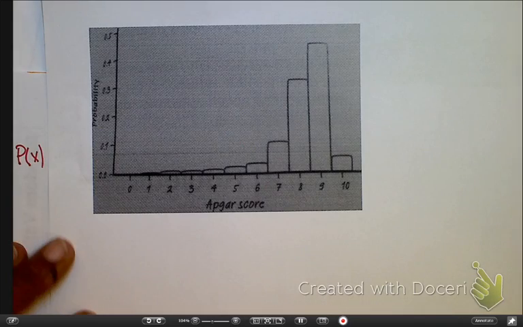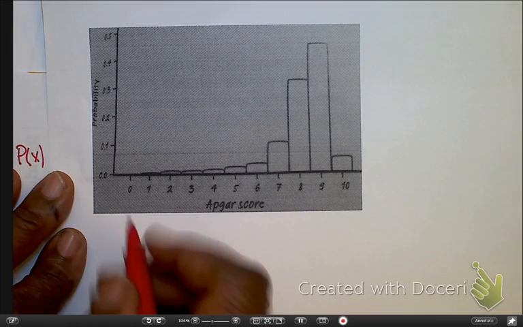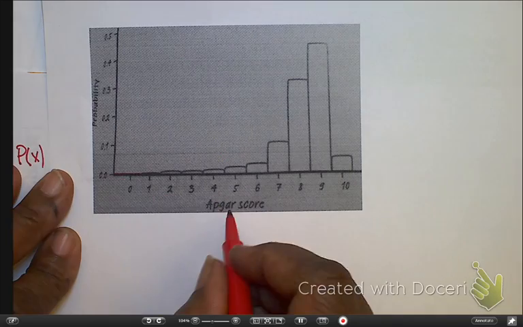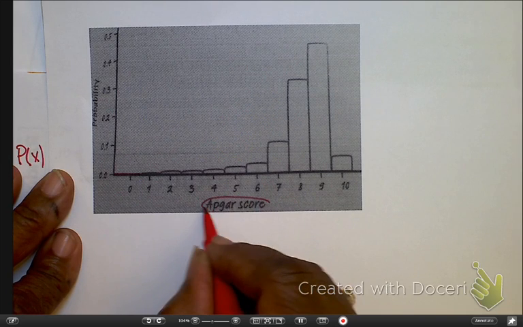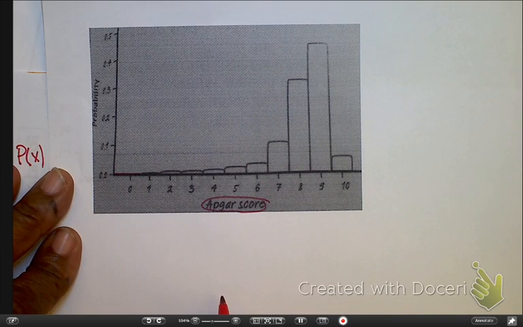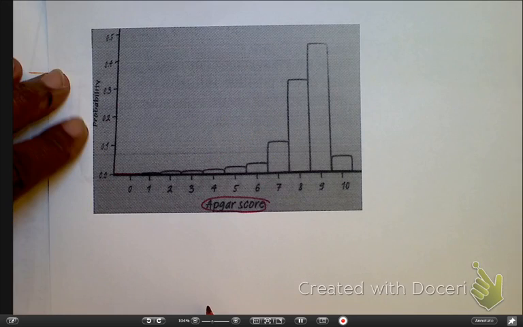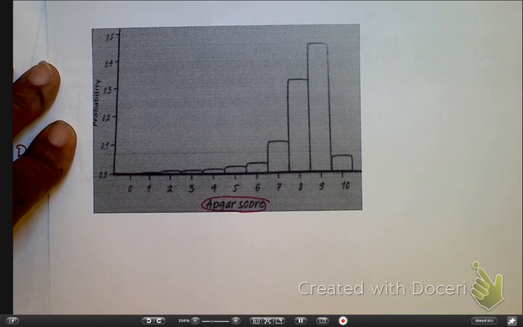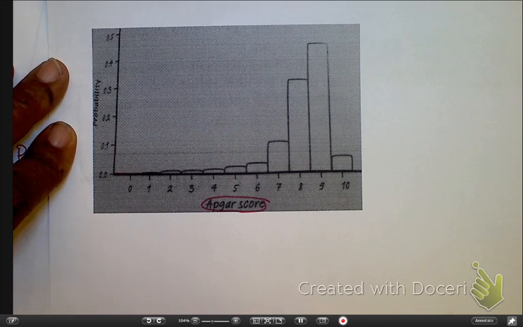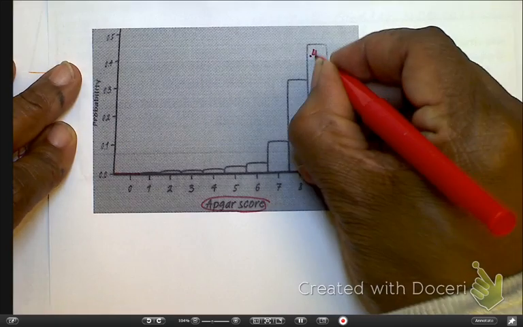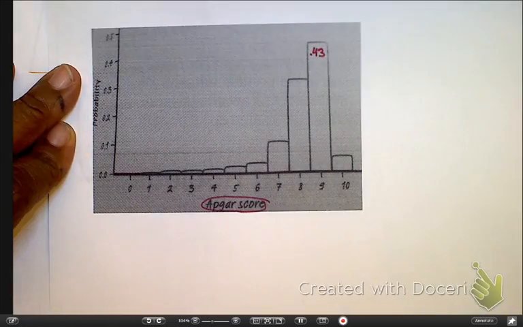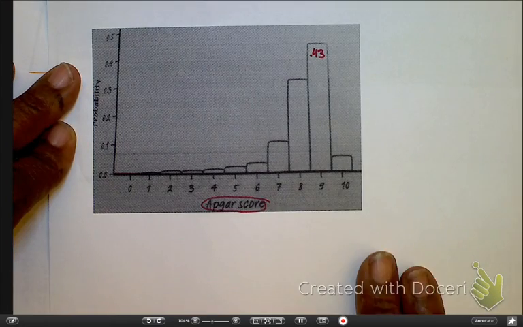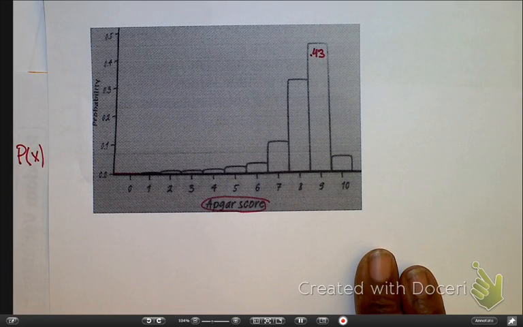So now here is your final product. As you can see, here are the discrete random variables, which are the Apgar scores. There's the probability. And for that one that I was saying, the Apgar score that got a 9, which most babies are, here is your 0.43 and whatever the rest is. So take a moment and draw that histogram and then continue the tape.